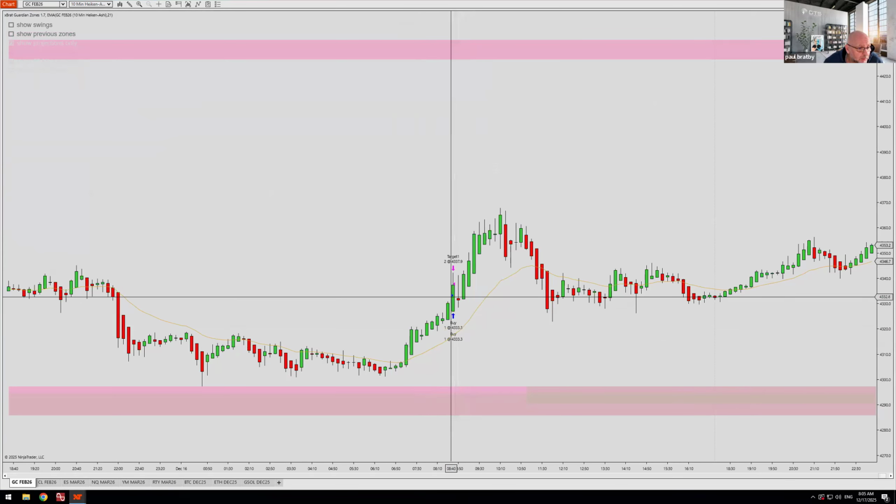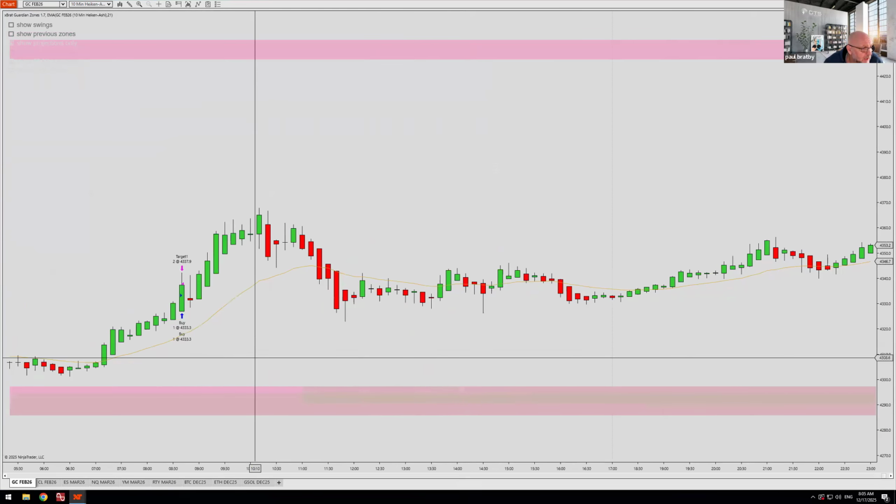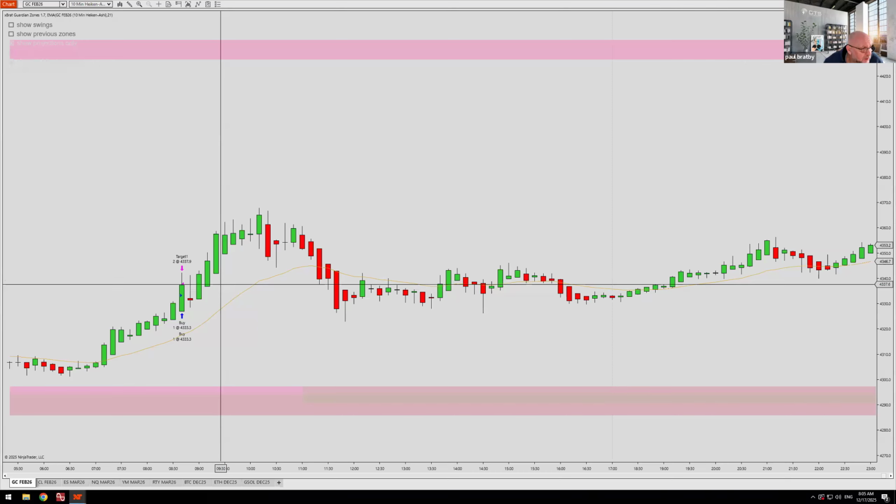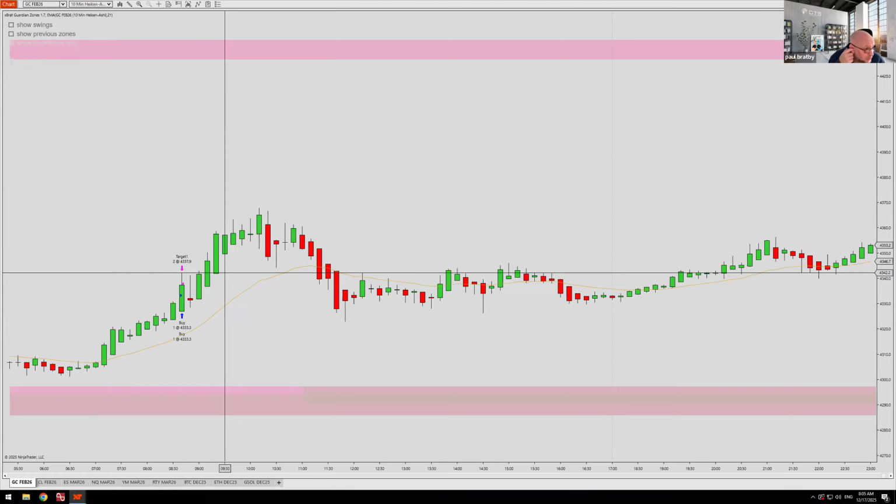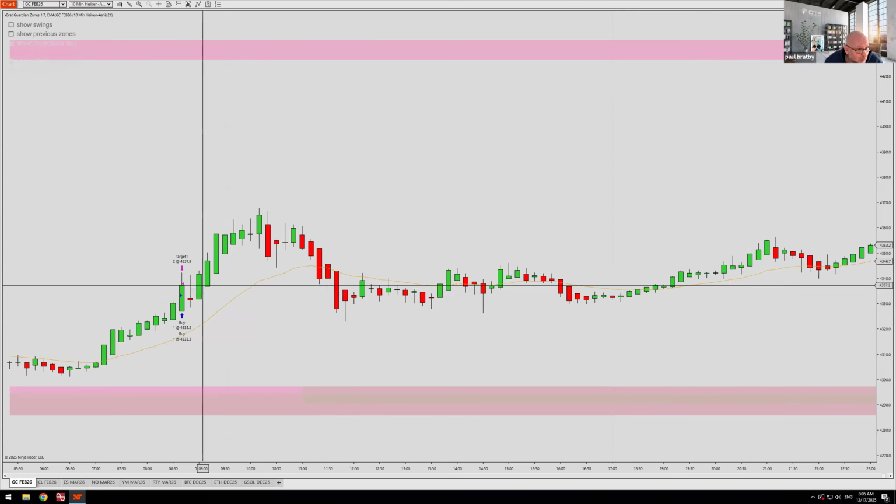4,333. You see the blue arrow there, go big. And I took profit at 4,337.9 with two contracts. So you do the math. That's quite a lot of ticks for two contracts. And I just went for the scalp.